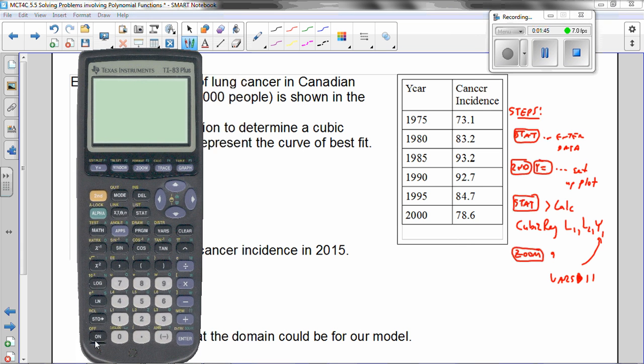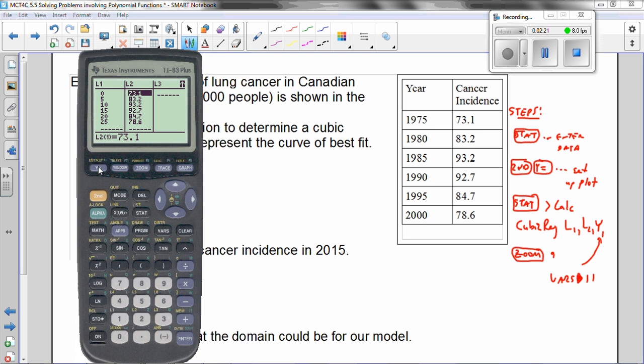What I did to speed up the process a bit was put the data in already. So stat 1 is to enter, and I entered the data. Notice I didn't put in 1975. I used this trick that they used in the last example where 1900 was 0. Well, this 1975 is 0. So in list 1 is the years since 1975, and then I put the cancer incidence in list 2. And so the next thing that I can do is set up a plot.